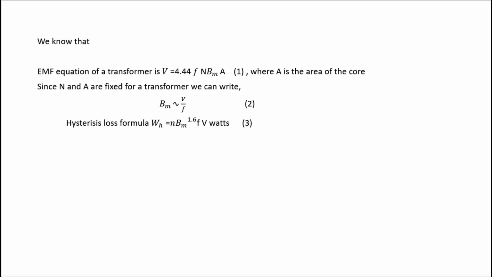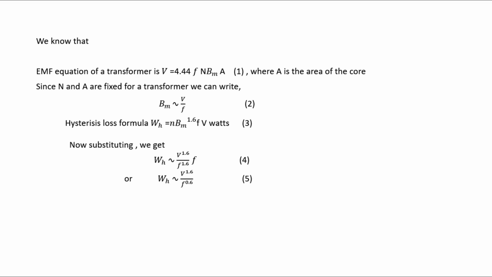So now if you substitute the value of Bm, that is V by f, in the formula for hysteresis, eta Bm raised to 1.6 f V watts, we get Wh is proportional to V raised to 1.6 by f raised to 1.6 into f. So if we take f downwards, we get V raised to 1.6 by f raised to 0.6.